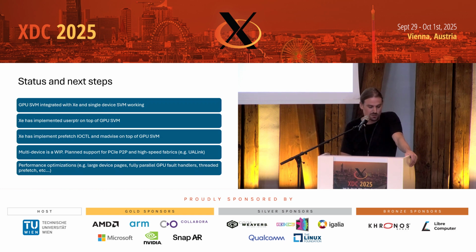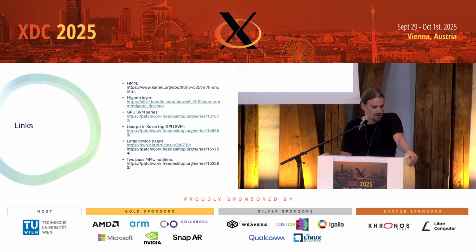Other optimizations are threaded prefetch, so that would just be using multiple threads to prefetch data to your GPU. I have some links here for some of the things I've discussed, links to patches, links to kernel doc. Yeah, so are there any questions?